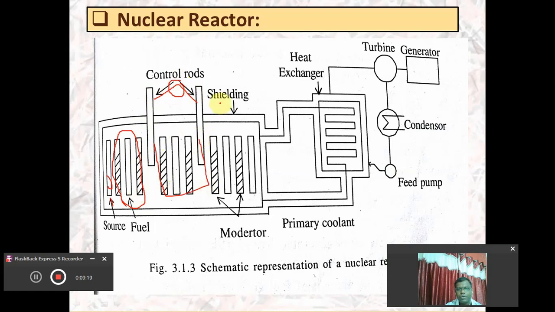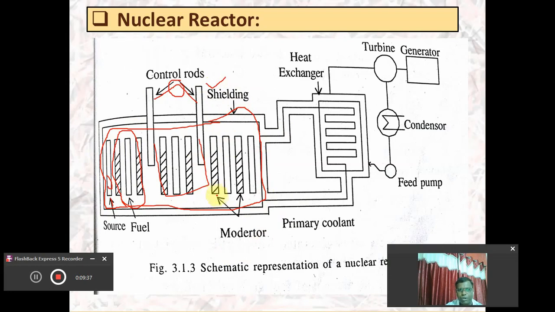And again, in order to prevent the leakage of radiation out of the central part of the nuclear reactor, that we call the core, it is surrounded by thick sheets of lead, and this we call the shielding. So this is the shielding. I hope you understood about this.